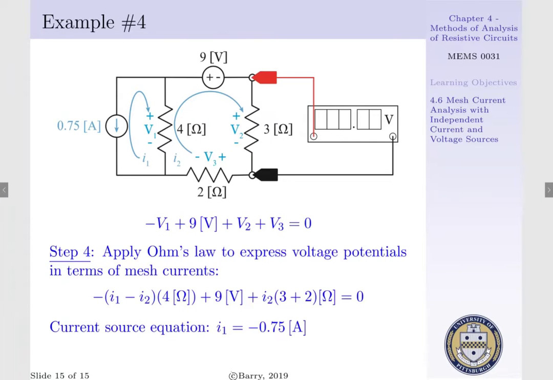Now we have one current source equation: I1 is equal to minus 0.75 amps. Therefore, we can substitute this into our KVL equation and solve for I2, where I2 is equal to minus 1.3 repeating amps. Then when we solve for the voltage drop across our 3 ohm resistor, V2, which is equal to I2 times 3 ohms, we have a value of minus 4 volts.